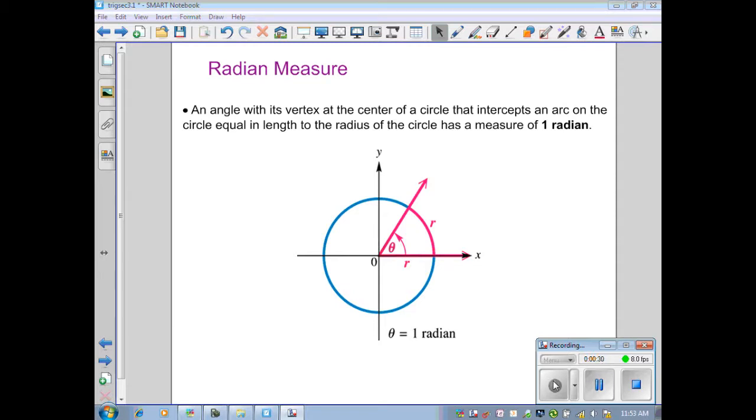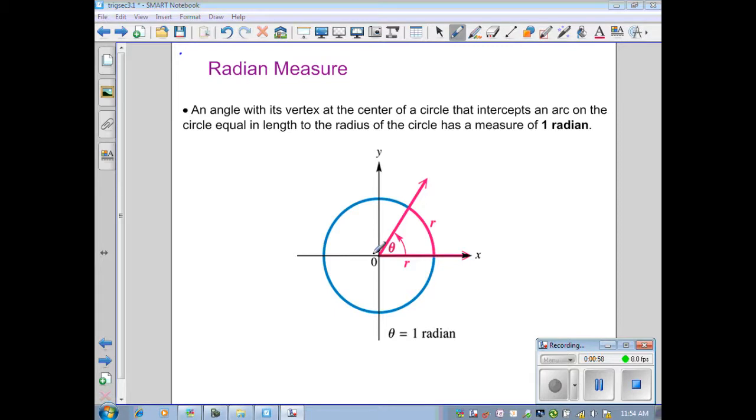This slide shows an angle theta in standard position with a circle of radius r. And we know that this ray is r, and also this ray is r, because radii in all circles are congruent. The vertex of theta is at the center of the circle.